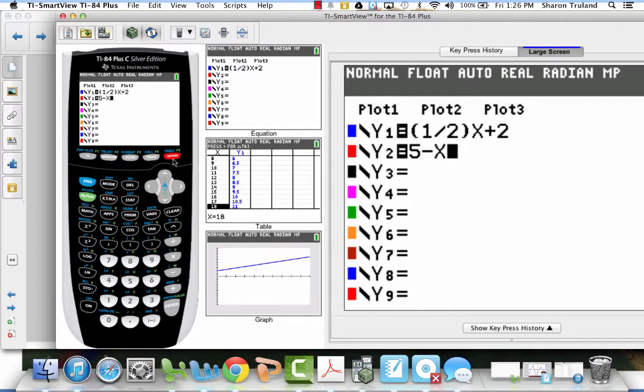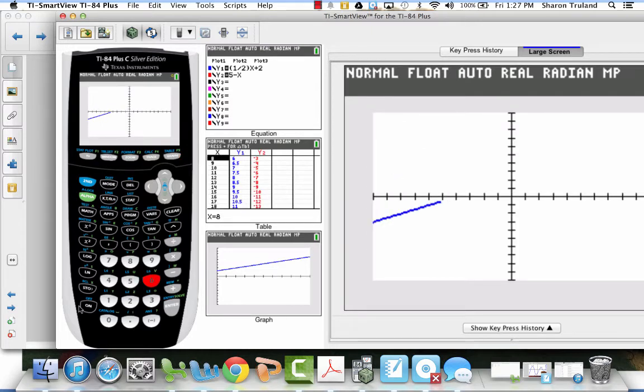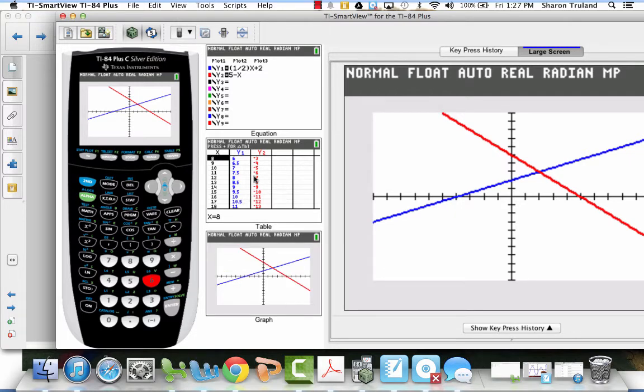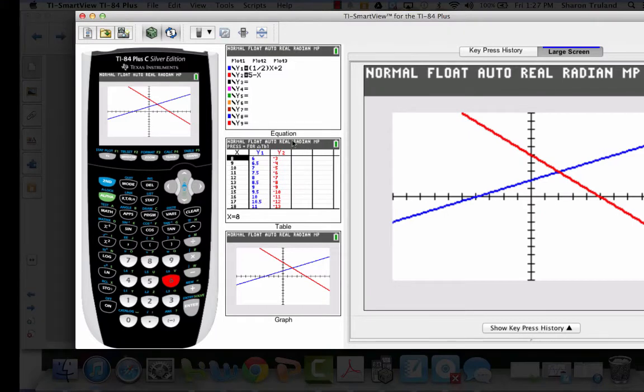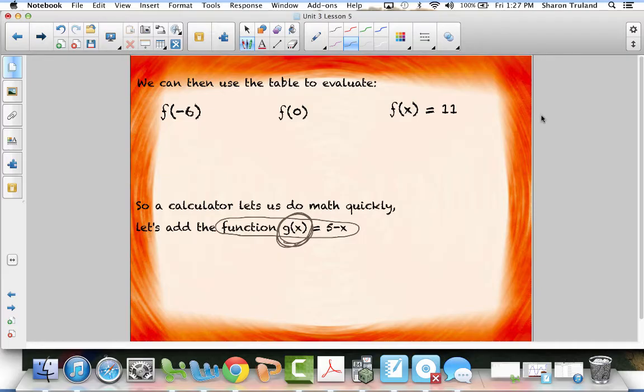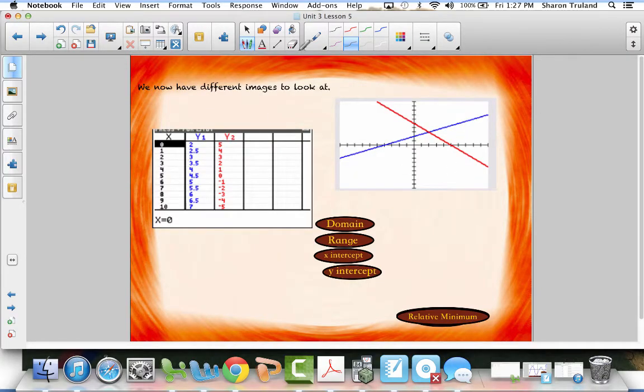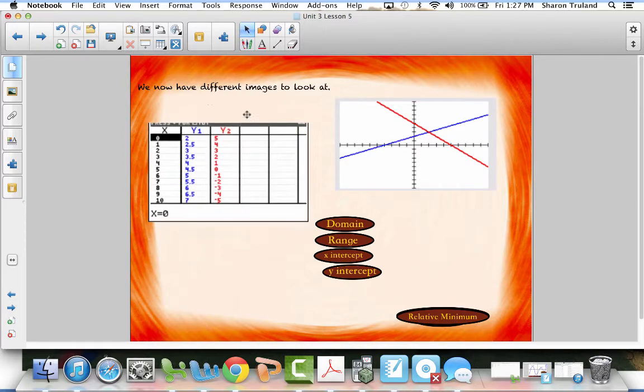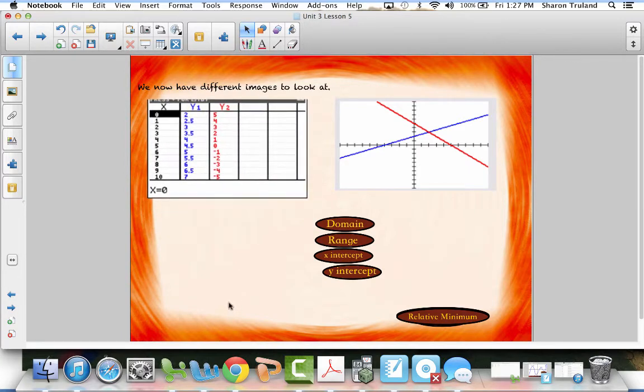And with my calculator, notice I show up in different colorful lines here. If I was going to graph this picture, it would look like this. There's my blue line, and now I get a totally other line, and it's a different color, so I can definitely see the difference between them. I have my table, and I have my picture. So we're going to review some of those words from the other day.